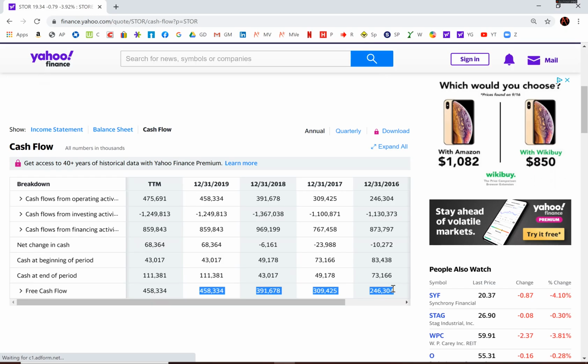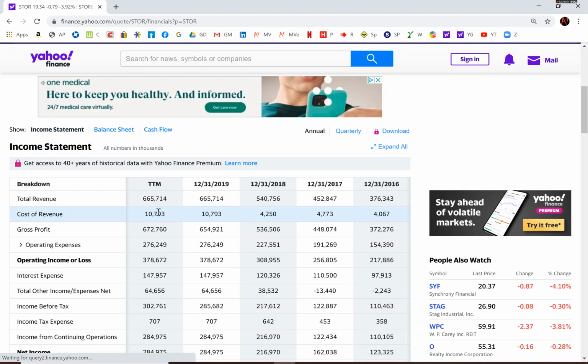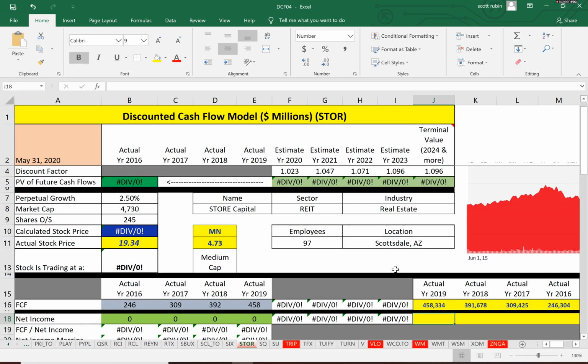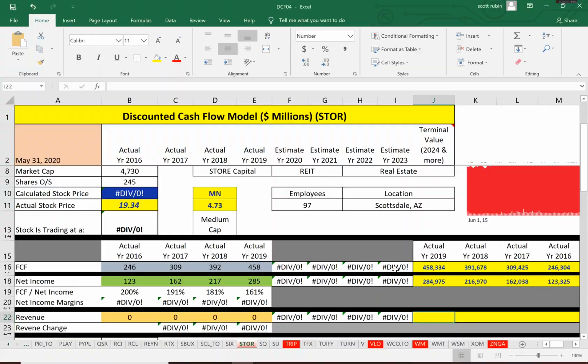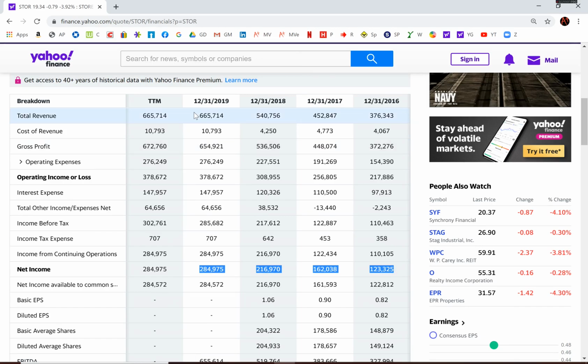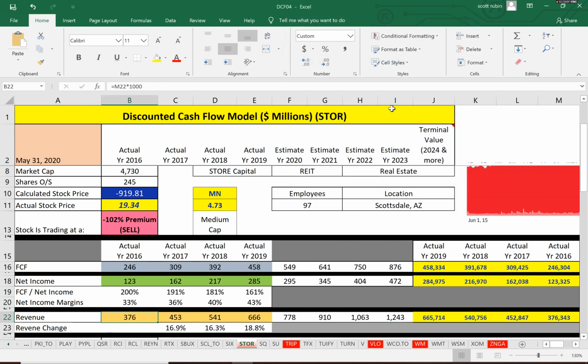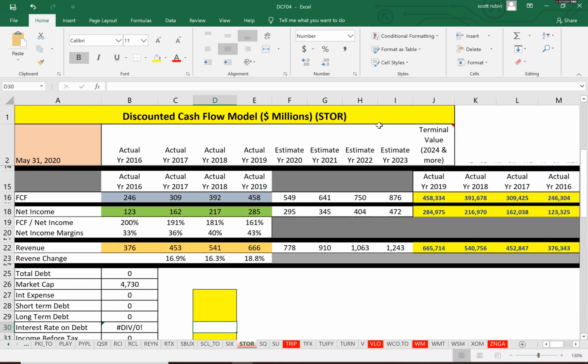Next is net income, which can be found in the income statement, and that's the profit and loss. And last is revenue, which is also in the income statement. It's good to see the revenue has increased year after year consistently. So has net income and free cash flow. Those are all good signs so far.